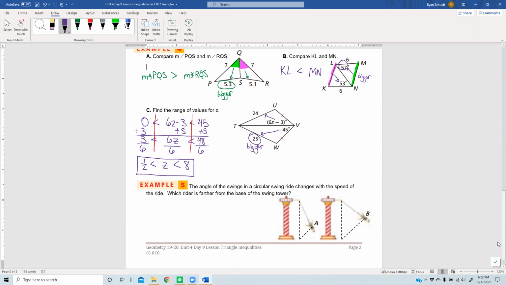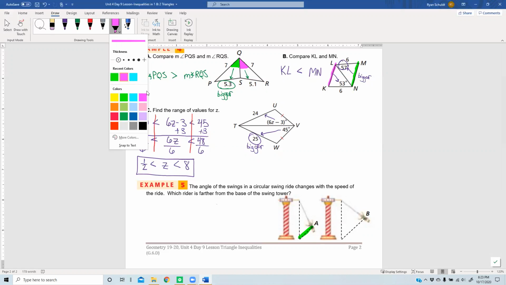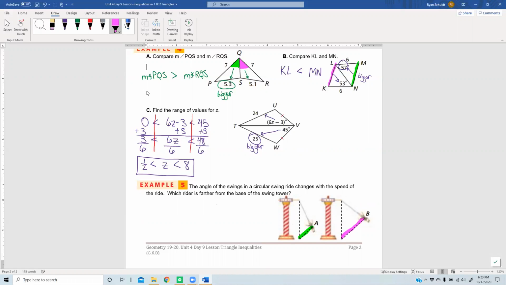Okay, last one of the notes. They say the angle of the swings in a circular swing ride changes with the speed of the ride. Which rider is further from the base of the swing tower? So what they're asking about is which side here is bigger? That one? Or this one over here? Well, to answer that, we've got to see which angle is bigger. This angle or that angle? That one is our bigger angle. So this one would be further. So our answer here is rider B.